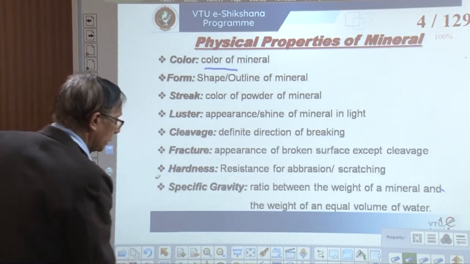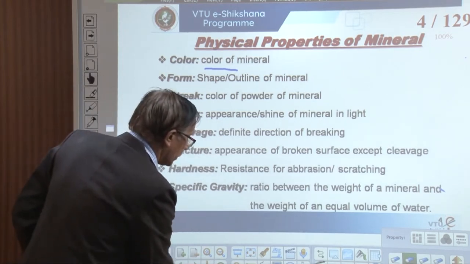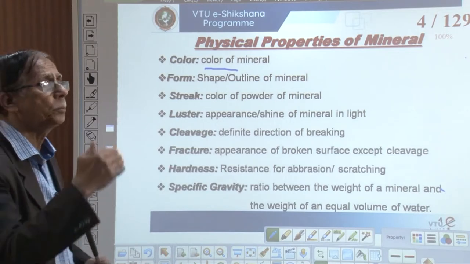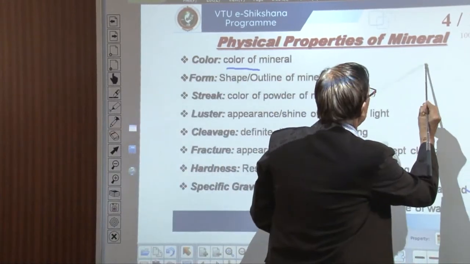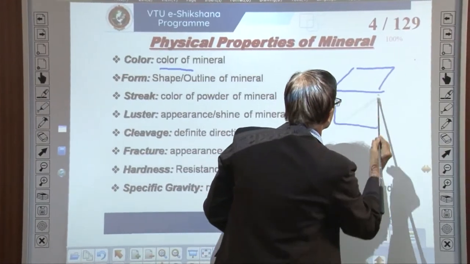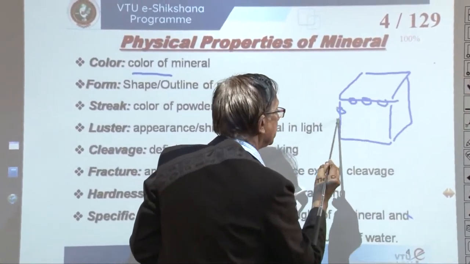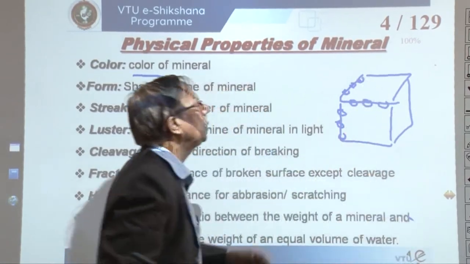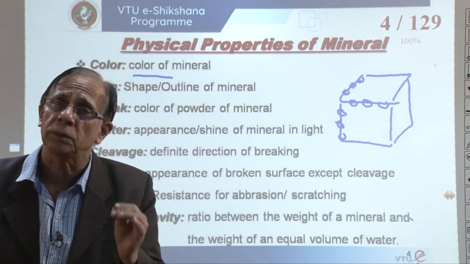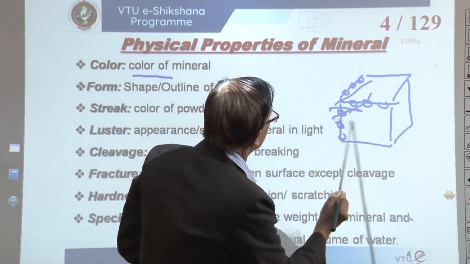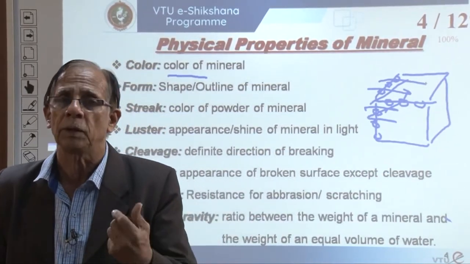Why does a mineral have cleavage? Mineral has cleavage because of its poor atomic bonding or atomic packing. Example, I have a mineral like this, which has strong atomic bonding in this direction, this direction, and in all three possible directions. Atomic packing is so strong that I cannot split the mineral easily in any direction. I cannot split like this, like this, or like this. Because of its strong atomic packing, I cannot split the mineral easily.